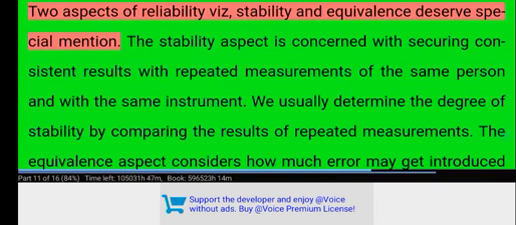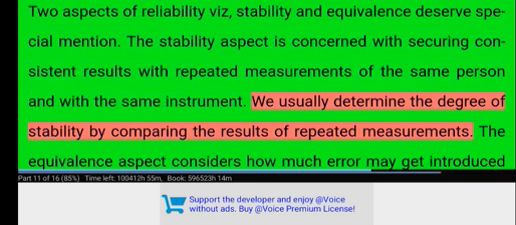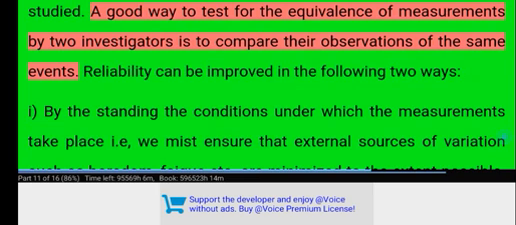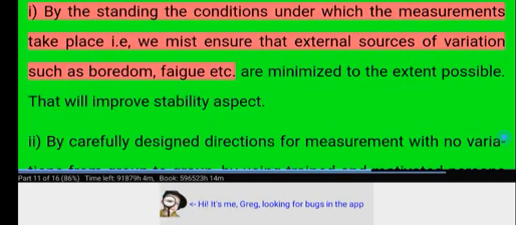Two aspects of reliability, viz., stability and equivalence, deserve special mention. The stability aspect is concerned with securing consistent results with repeated measurements of the same person and with the same instrument. We usually determine the degree of stability by comparing the results of repeated measurements. The equivalence aspect considers how much error may get introduced by different investigators or different samples of the items being studied. A good way to test for the equivalence of measurements by two investigators is to compare their observations of the same events. Reliability can be improved in the following two ways.